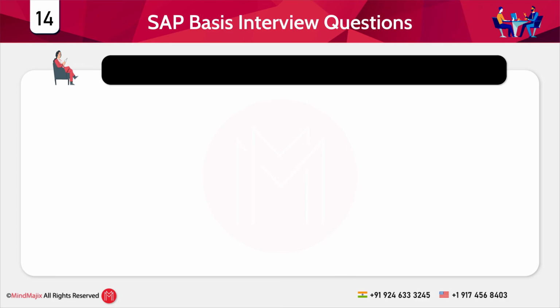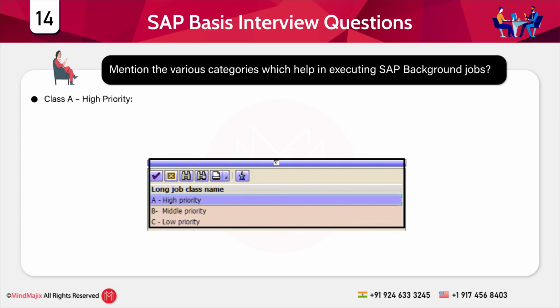The next question is, mention the various categories which help in executing SAP background jobs. So guys, there are basically 3 categories over here. The first one is class A or high priority. Then you have the class B or medium priority. And then you have the class C or low priority. So if you talk about class A or high priority, so this category is mainly used for very critical and urgent tasks. Hence, these tasks also get scheduled with a class A priority job. Maybe one or more than that background work process gets reserved by a class A job.